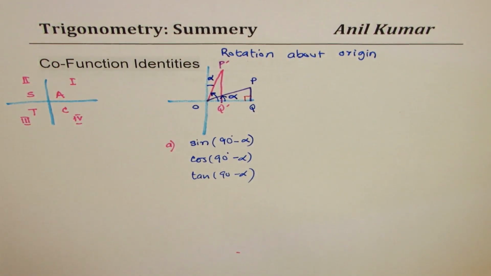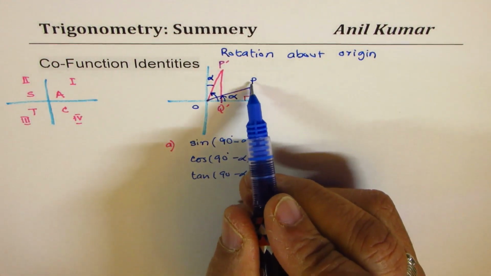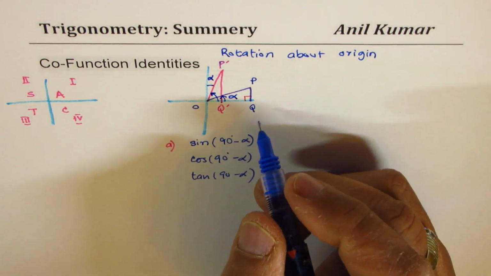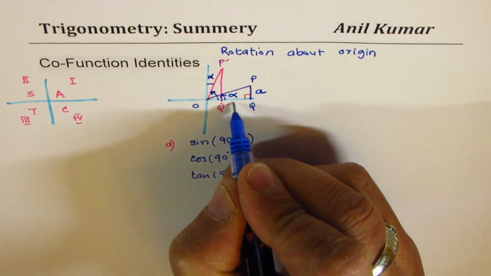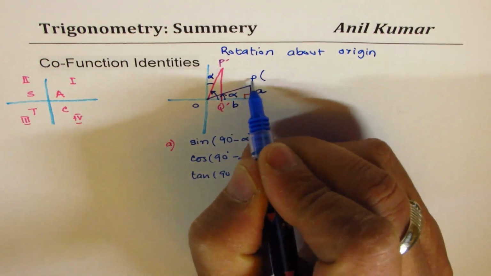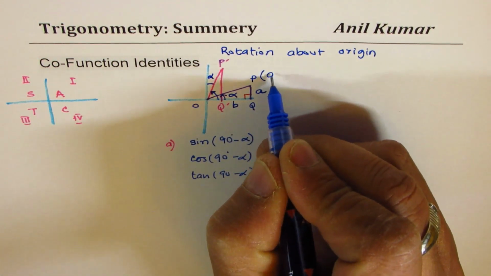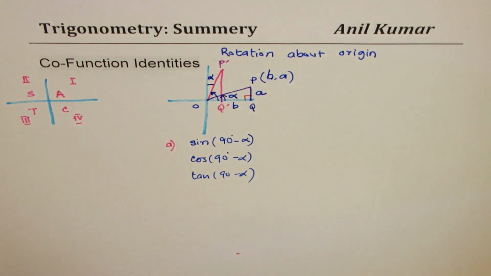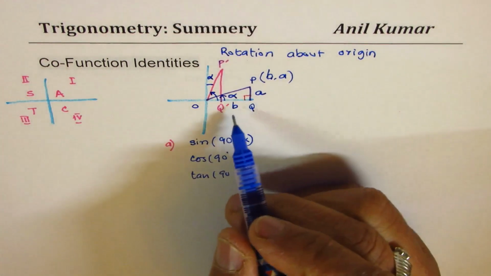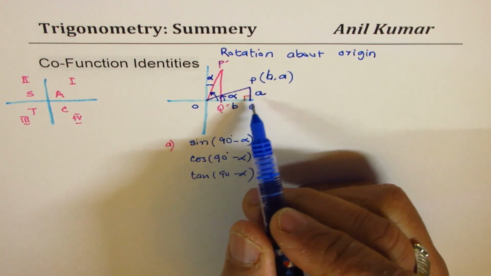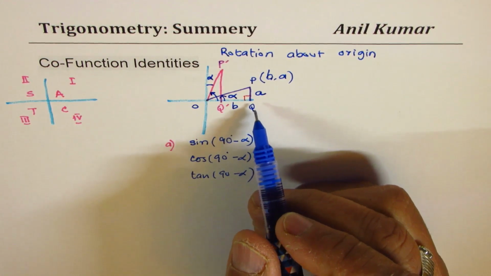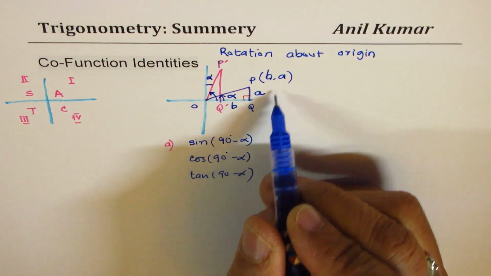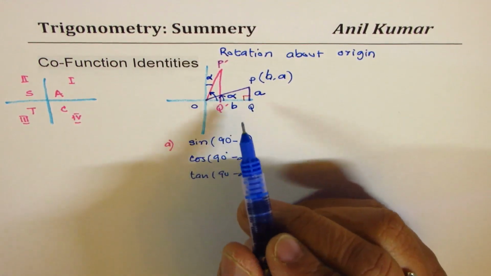For simplicity, we'll just consider the two sides PQ and OQ as of length A and B. So we'll say this is A and this is B. Or you could say that the coordinates of point P are, I will call them BA now, because I took B along the x-axis. I should have written A here. Anyway, so be careful. So I'll use less of AB, more of description.